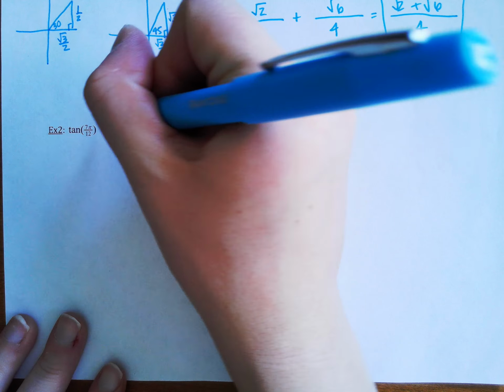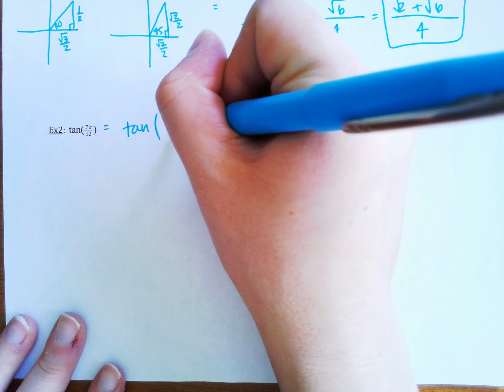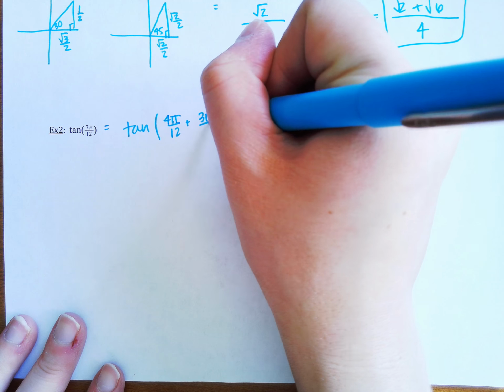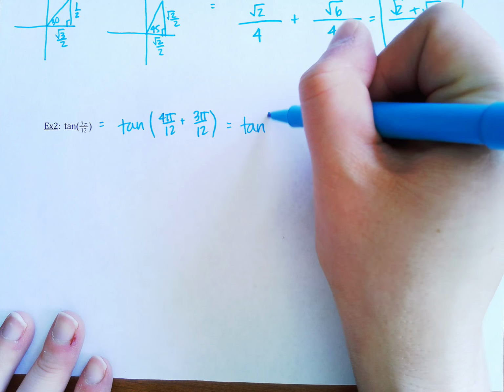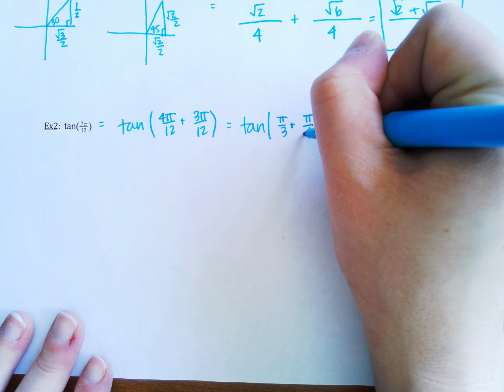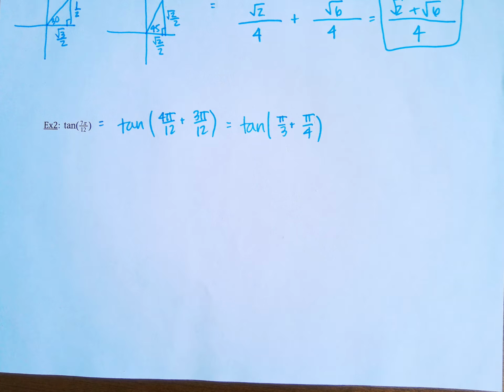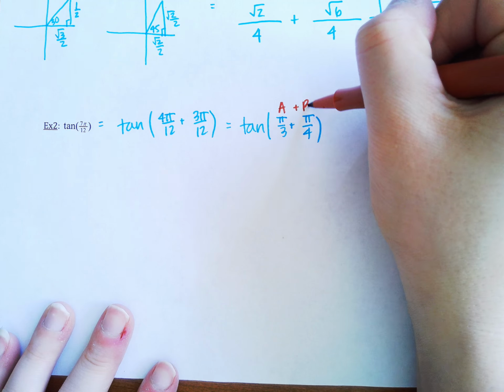So I can break this down into 4 pi over 12 plus 3 pi over 12. And 4 pi over 12 is pi over 3, and 3 pi over 12 is pi over 4. I was going to switch colors because you can't see my blue. So this would be my A and my B.